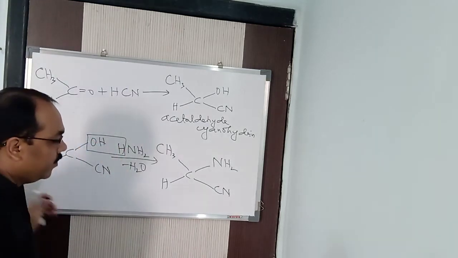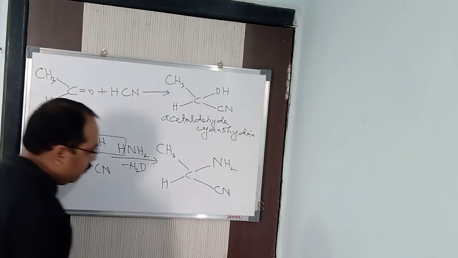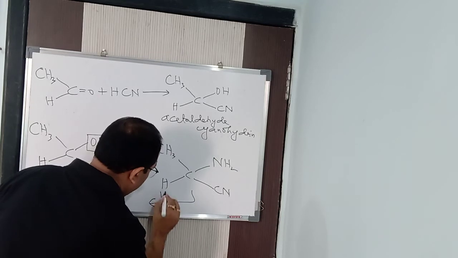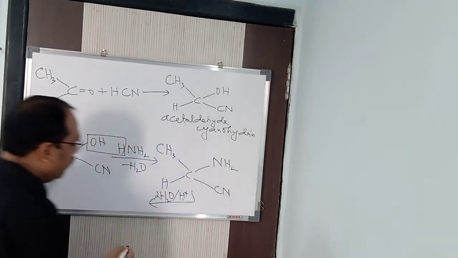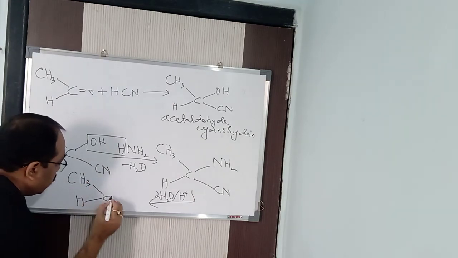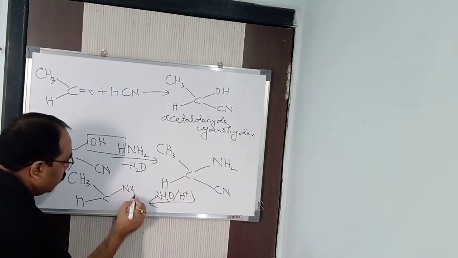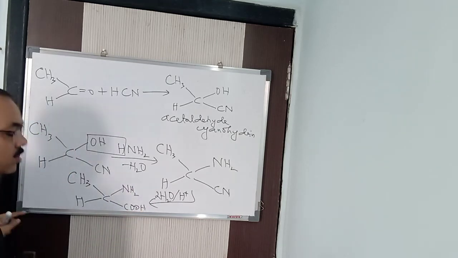It is being removed. Now what we will do is go for complete hydrolysis. Complete hydrolysis means 2H2O and H+. Just now I said. What will happen? It will be CH3, this is CH, this is NH2, and CN will be converted into COOH.